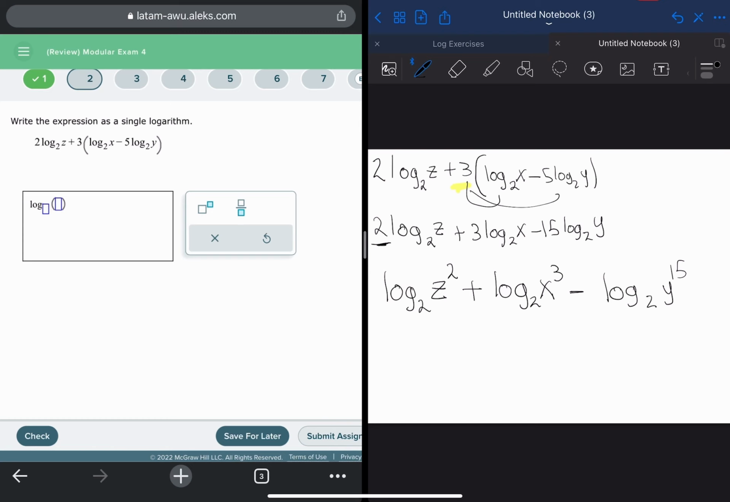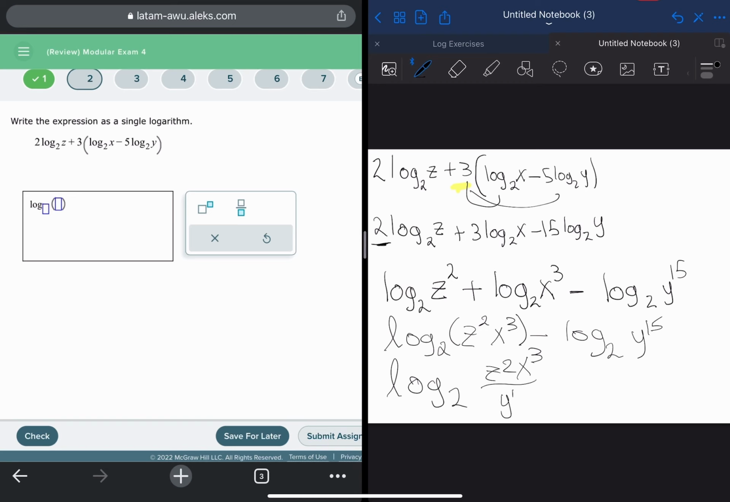Now here I think of what other rule can I apply. And I remember the first rule tells me that when I have the addition of 2 logarithms, I can simplify that as a multiplication. So I'm going to write logarithm base 2 of c squared that multiplies x to the third minus logarithm base 2 of y to the 15. And the last property tells me when I have the subtraction of 2 logarithms of the same base, I can rewrite that as a quotient. So that's going to be logarithm base 2 of c squared times x to the third over y to the 15. And that is going to be the answer to this expression.